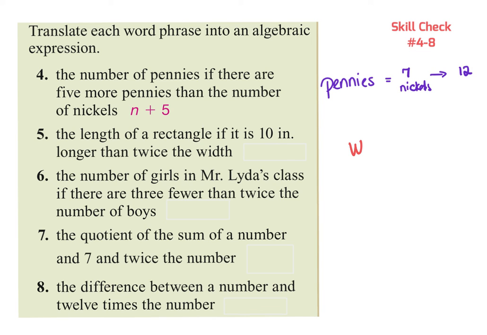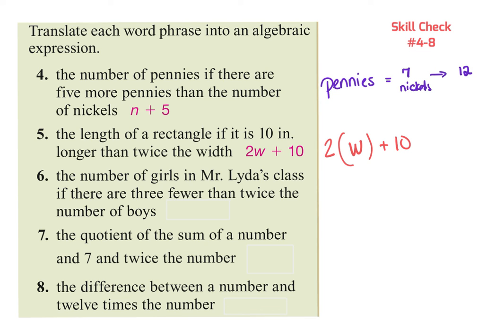Twice means 2, multiply by 2. So I need twice this. And I also need something else to do to it. What do I need to do? Yeah, I need to add 10. 10 longer than. And so 2W plus 10. Twice the width. It is 10 inches longer than twice the width. That's what the length will look like. 10 inches longer than twice the width.